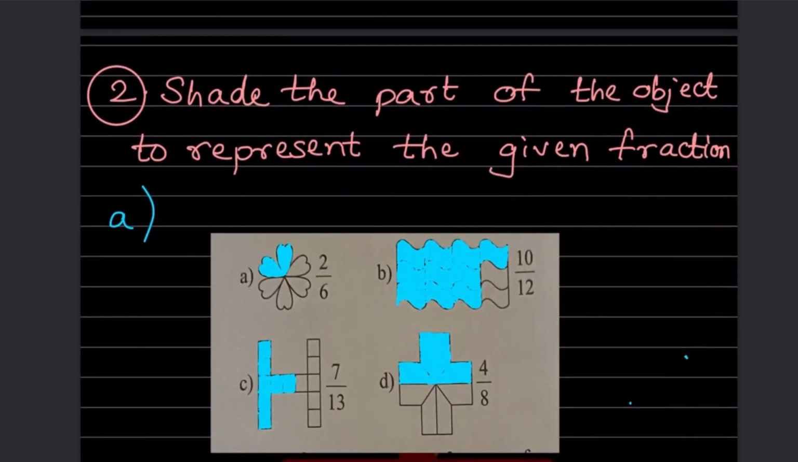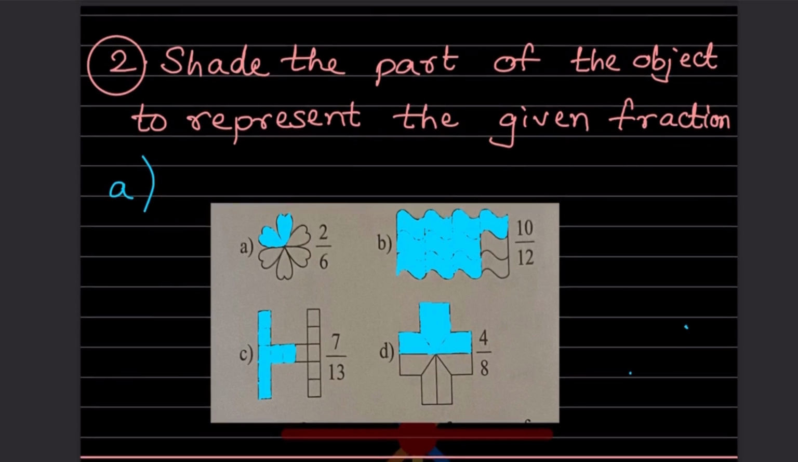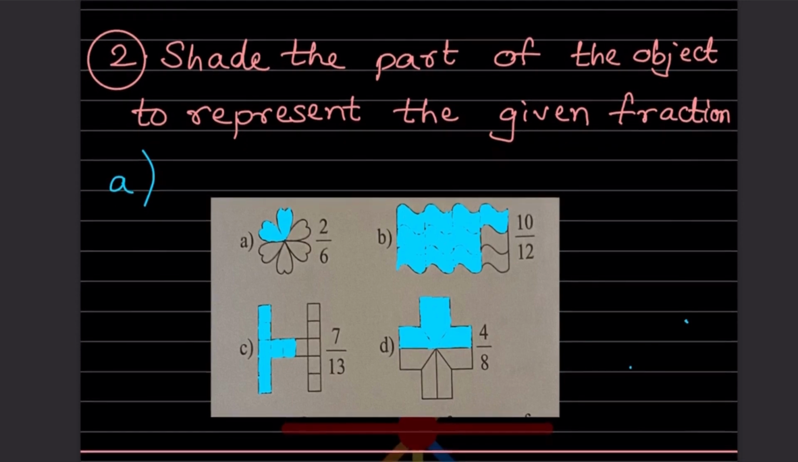Now here they said shade the part of the object to represent the given fraction. It is given, this is the shading given, so there are already 2 shaded. Shade the part of the object to represent this one. Here it is given 2 by 6. 2 by 6 means the total is 6: 1, 2, 3, 4, 5, 6. So we have to shade this 2. Okay. Any part you can shade. You can also shade this one, but it should be only 2.